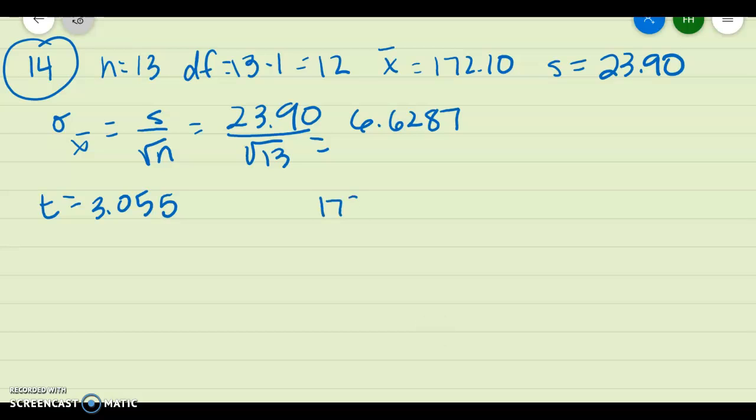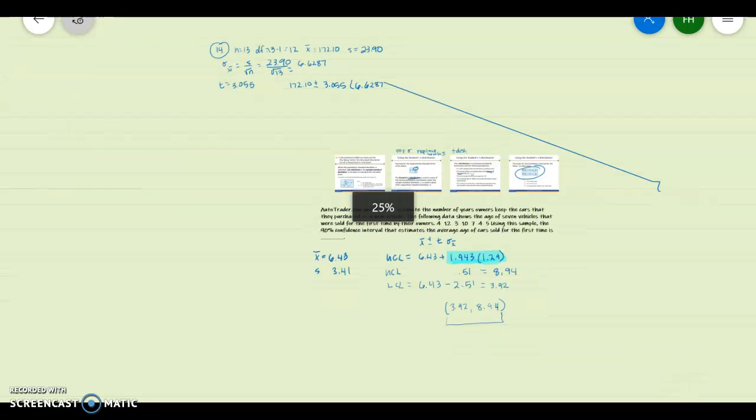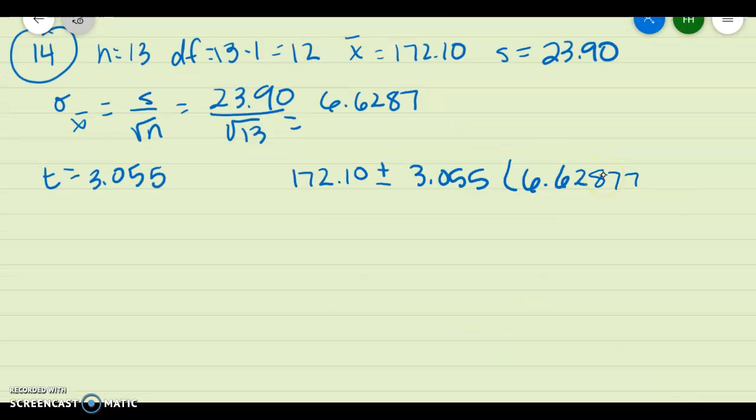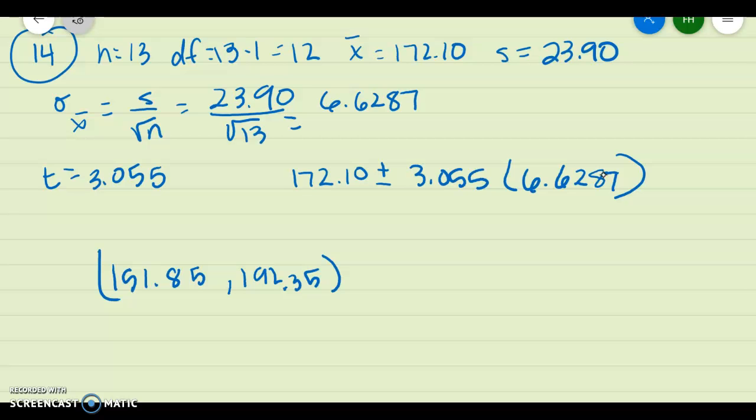So we're going to do 172.10 plus and minus 3.055 times 6.62877. And when you do that, you will get 151.85 and 192.35 for your answer. Okay, moving on to number 16.